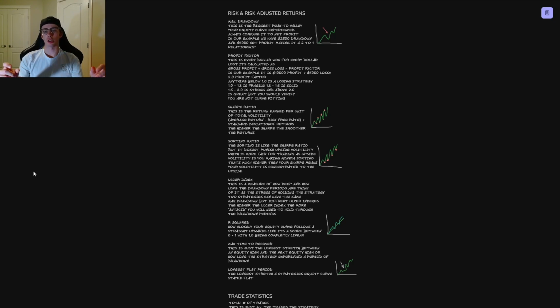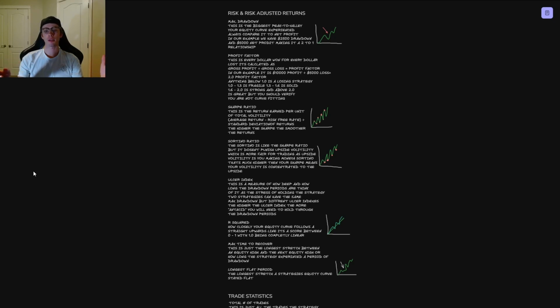Your R squared is your equity curve following a straight line upwards. So it's a score between 0 and 1, with 1.0 being completely linear. You see in the little graph that I have there, we have one linear line, and then we have what our actual equity curve might be, which is kind of going up and up, above the line, below the line, above, below, like that. So 1 is completely straight, 0 is terrible, and anything in between is just how choppy your equity curve is.